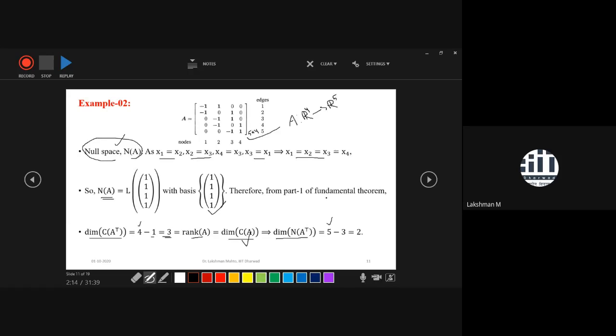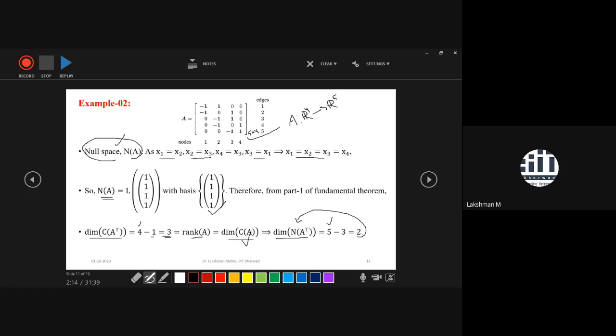Okay, so from here you can see the dimension of the target space is 5, and you come across that the dimension of the column space of A is 3. So that's why 5 minus 3 is 2. So you got the dimension of the left null space, or you can simply say the left nullity.